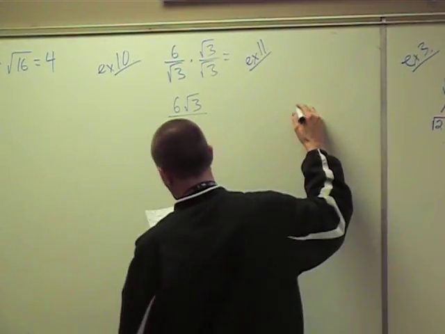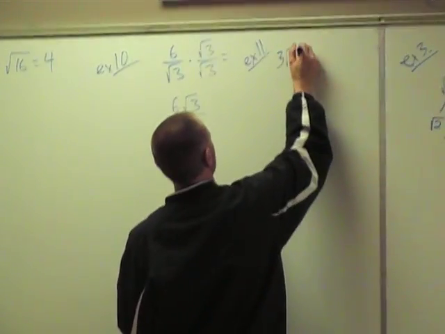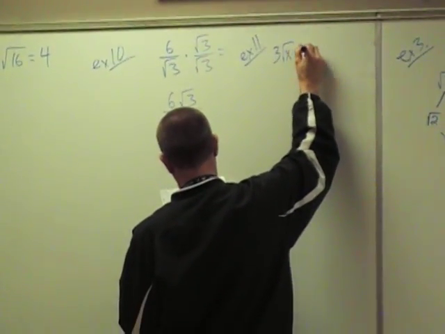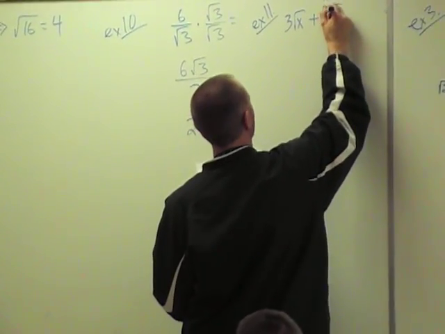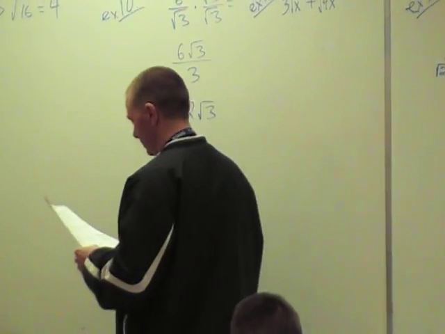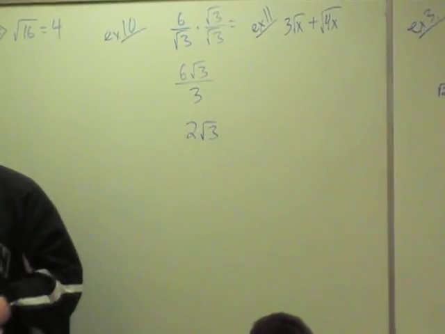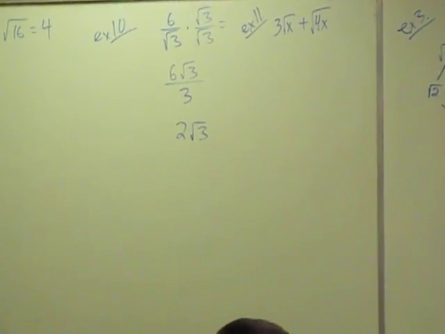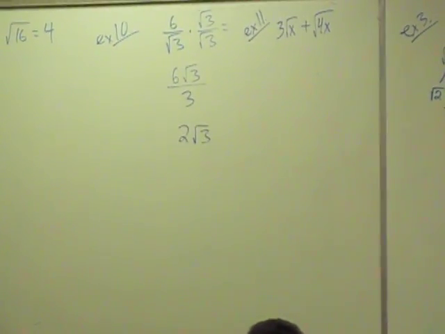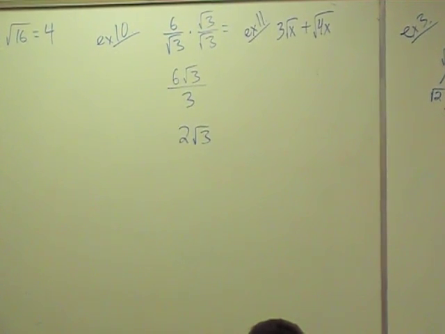Okay. Example 11. 3 square root of x plus the square root of 4x. Careful. Begin. I'm just saying, the reason these are up here is because I have vast experience with student mistakes. That's why only 3 of you got the last problem right, because I chose a problem that students normally make mistakes on.